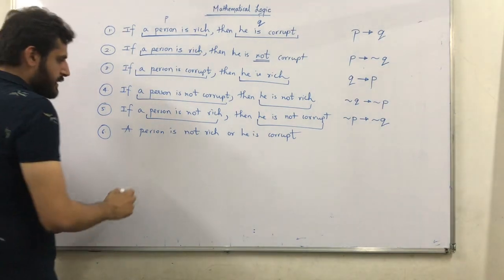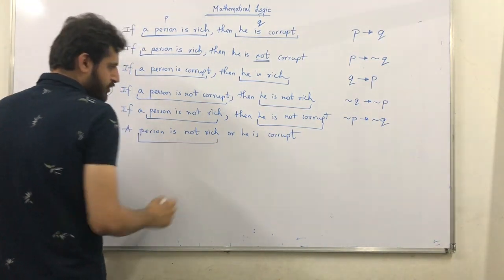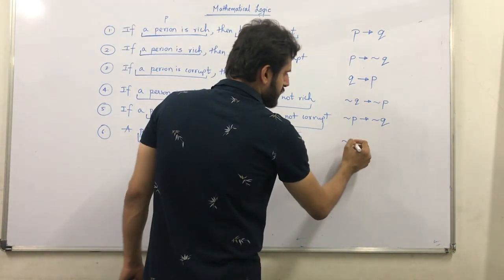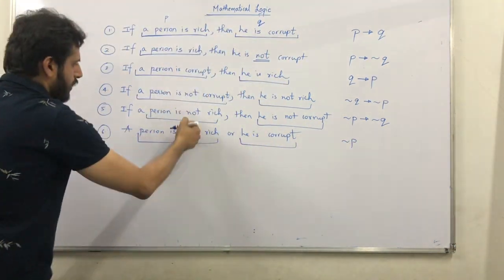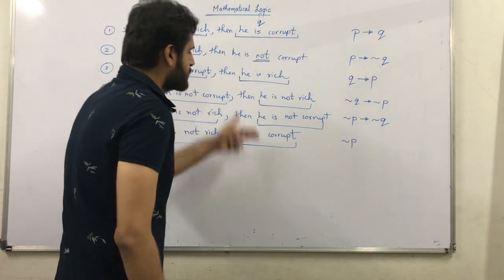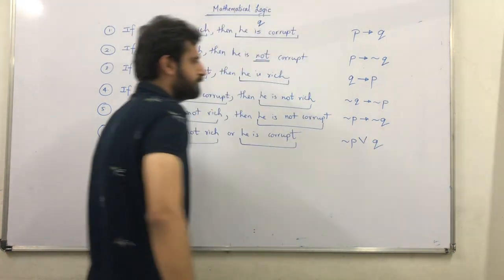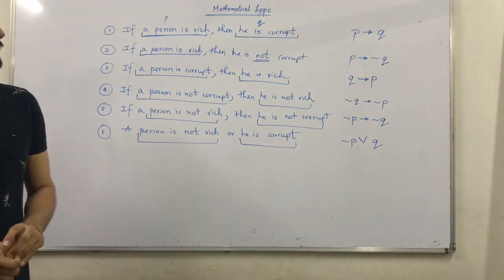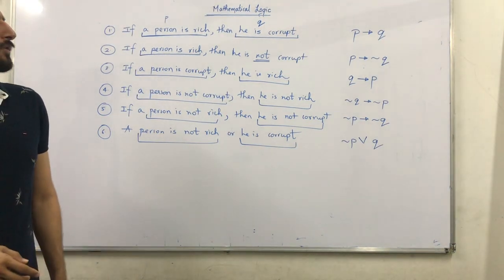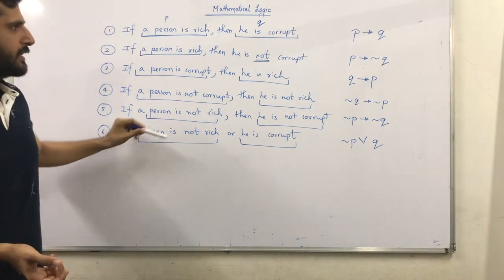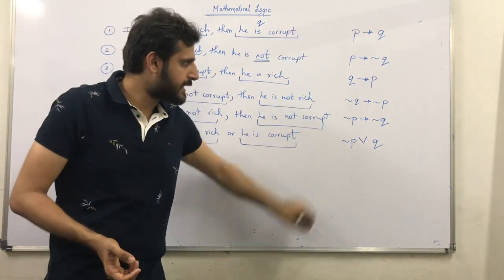And the last, if the person is not rich or he is corrupt, will be taken as negation P or Q. So these are the statements here, and this is the symbolic form at the side.